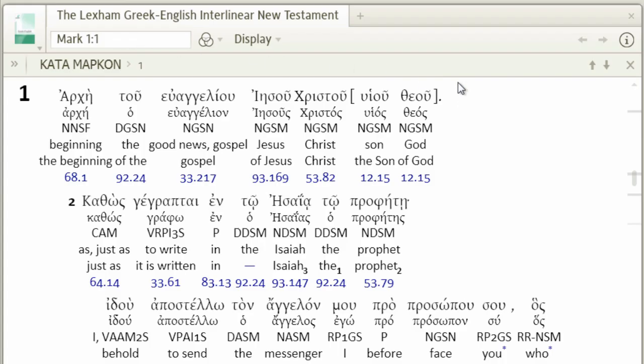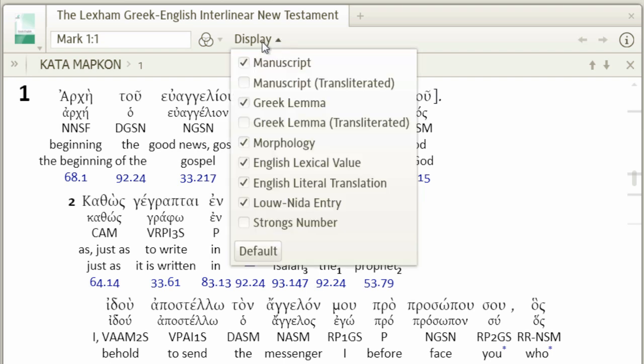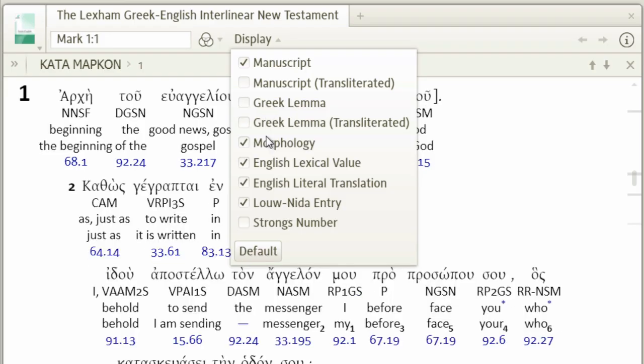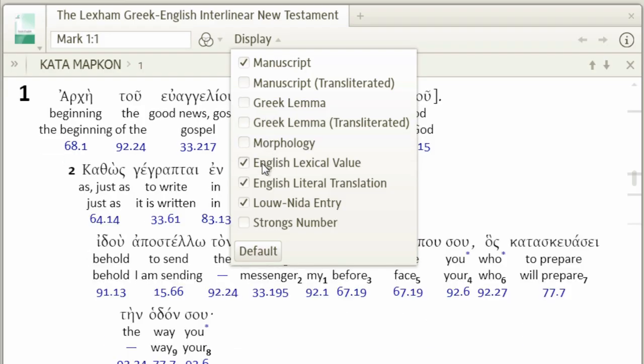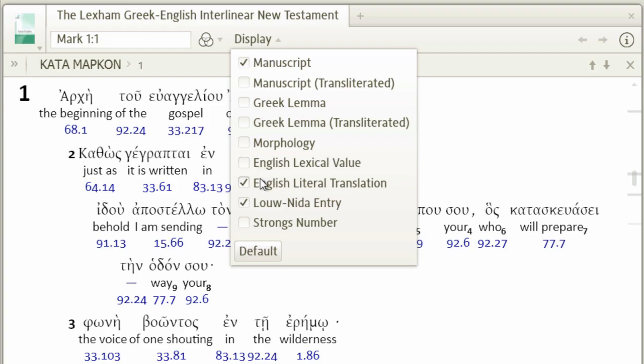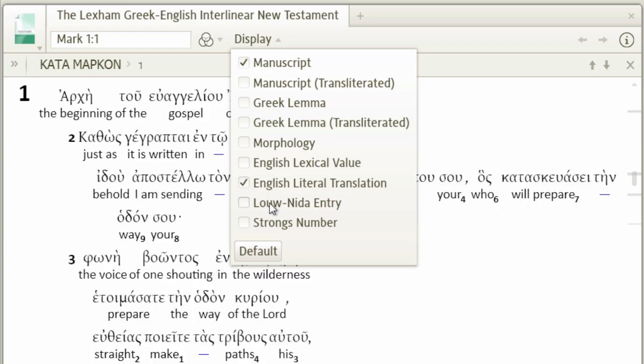Now you'll notice several lines of information here provided in the resource. I don't want all of them to show right now, so I'm going to go up to Display and turn some of them off. I'll explain what each of these are in another video. I'm going to deselect Greek lemma, morphology, English lexical value, and Louw-Nida entry, so that all I have left are manuscript and English literal translation.